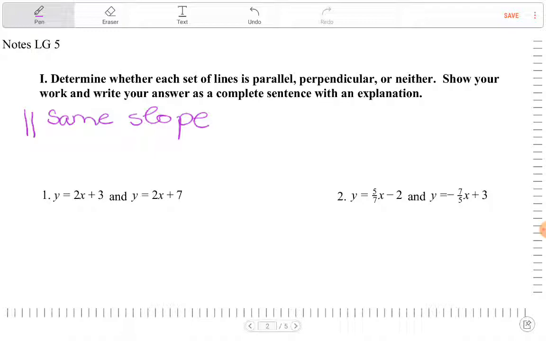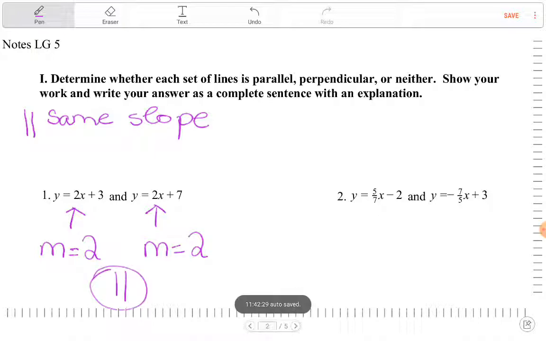So if you look at number 1, my slope in this problem, remember m is the slope, is 2. And my slope for this line is also 2. And because both slopes are identical, we can say those two lines are parallel. They are parallel lines. Okay, so remember, same slope means parallel lines.